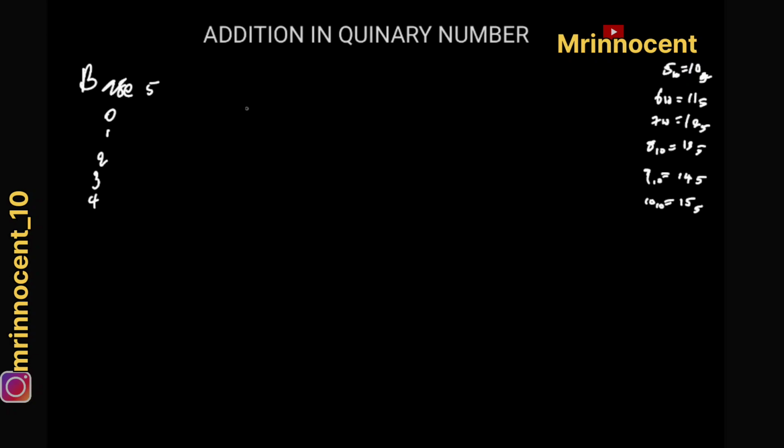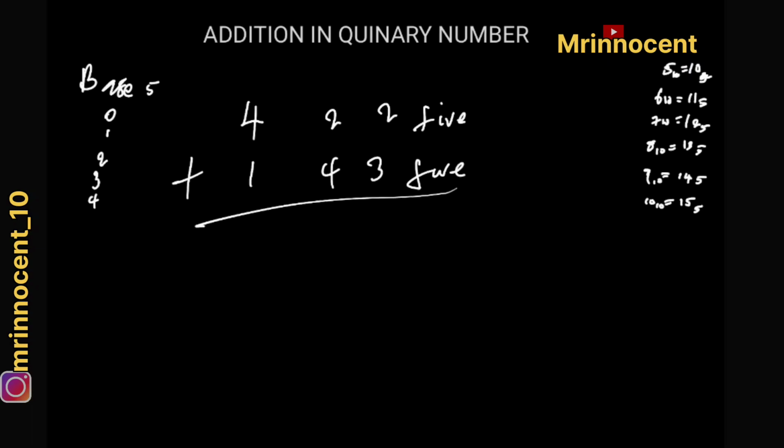Let's look at more examples. We have 4, 2, 2 in base 5 plus 1, 4, 3 in base 5. 2 plus 3 is 5, and 5 in base 5 is 1, remainder 0. You write remainder 0, carry the 1 to the next.